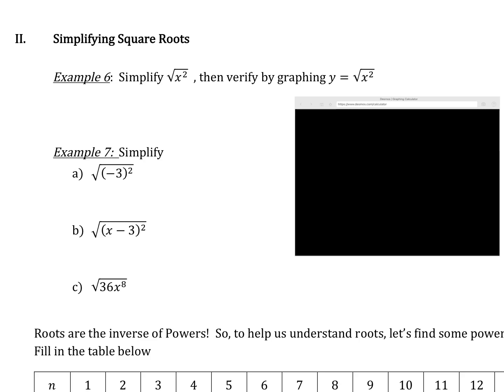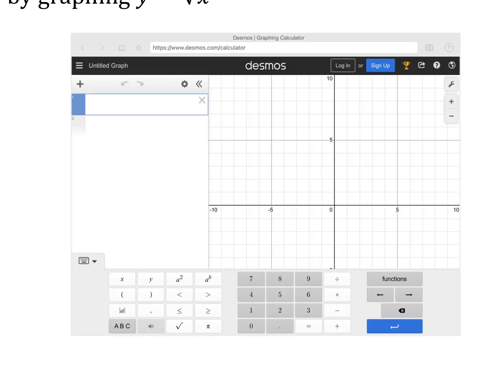We just saw that when we simplify the square root of x squared, we get the absolute value of x because it's got to be positive. So let's verify that by graphing here. This is a website called desmos.com, and this is their graphing calculator. A very useful site. You may want to bookmark. We'll use this a whole lot during this course.